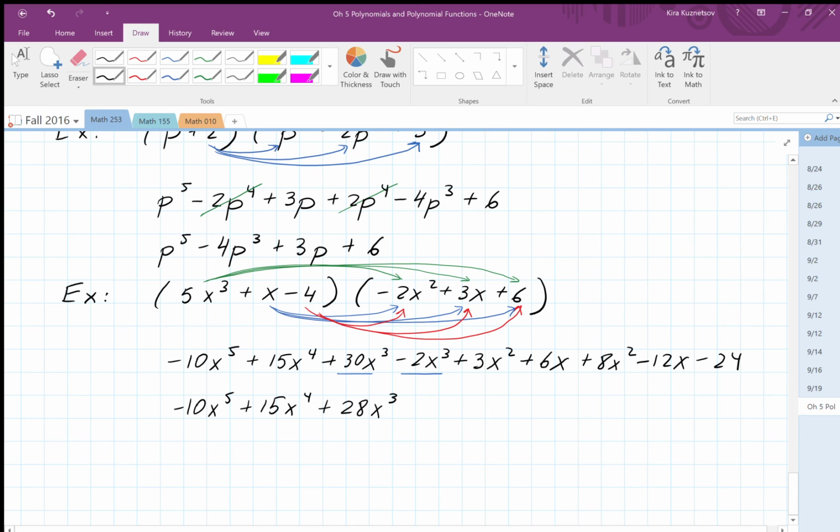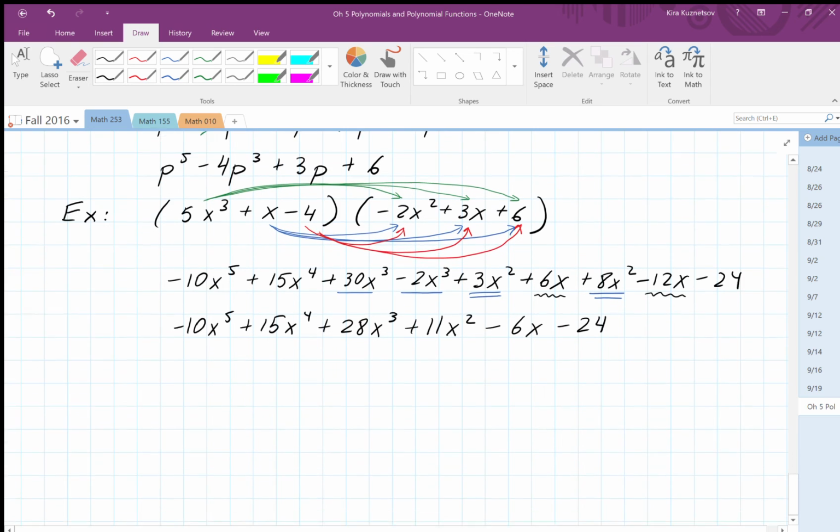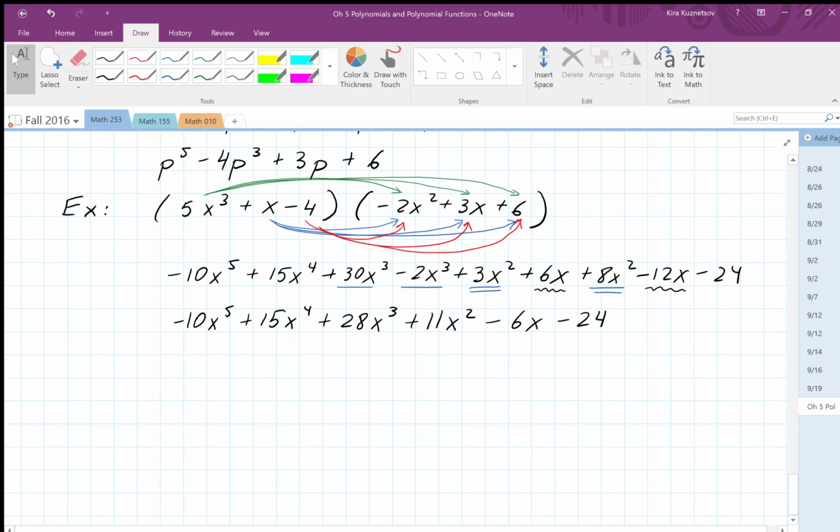Then I have my x squares. There's a couple of those. So 3x squared plus 8x squared is positive 11x squared. Then I have my x's. So I have 6x minus 12x. That's a negative 6x. And then to finish this off is a constant term. This is the final answer for this particular polynomial multiplication problem.